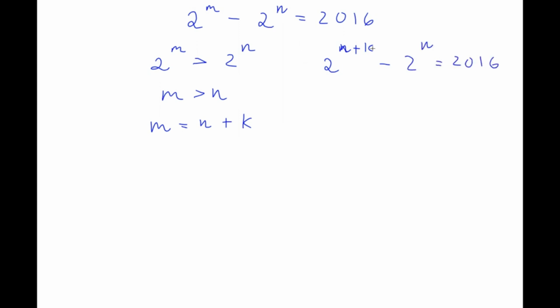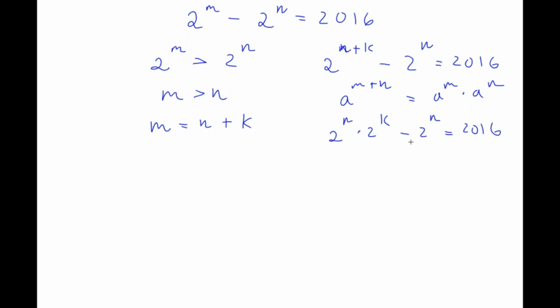Now, as you can see, we have 2 to the power of n plus k, and I want to simplify this. So this is essentially in the form a to the power of m plus n. And this can be simplified into a to the power of m times a to the power of n. So 2 to the power of n plus k in this case, this is equal to 2 to the power of n times 2 to the power of k minus 2 to the power of n equal to 2016.